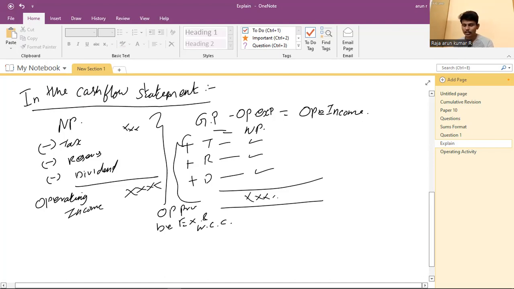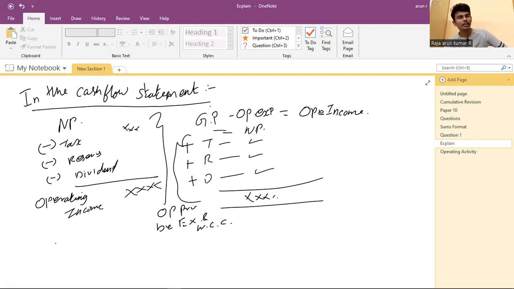Here also the steps are not over. We go to the next step. Each and every concept I will explain in a basic way. You just understand it. In the cash flow statement, we do the net profit. In the P&L account, we do the net profit here on this side.